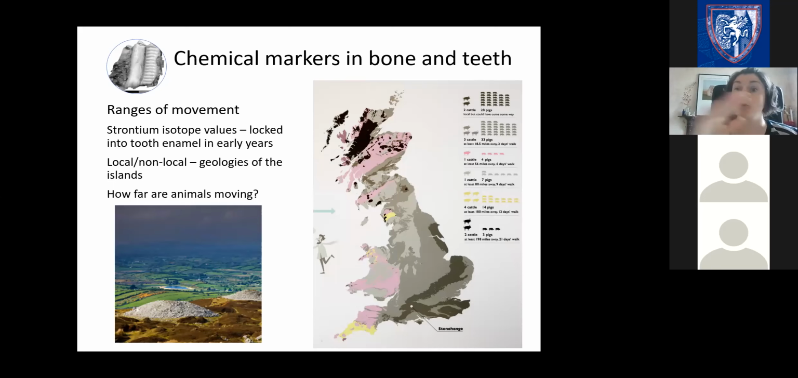So if you then move in your lifetime, whether you're a cow, traveling to your final resting place or to a market, or you're a human traveling somewhere else, if you have moved onto a different geology, a different area, there'll be a difference in those values. So you can measure movement in that way.